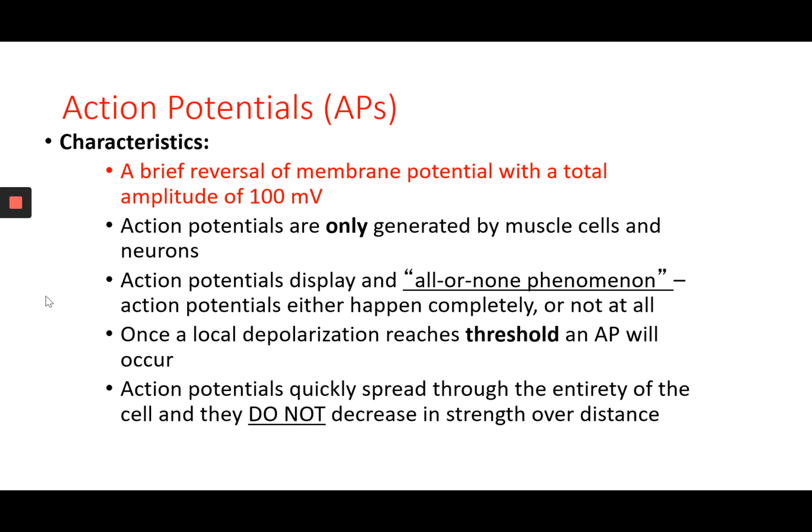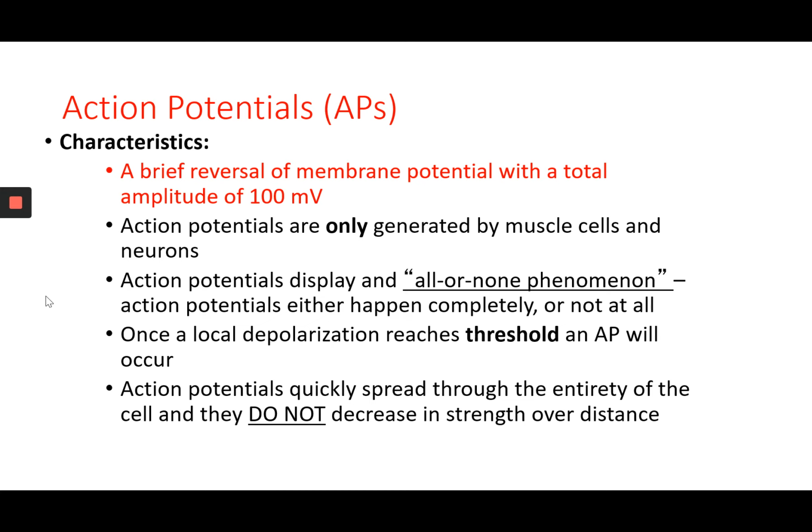So action potentials belong to the axon. They're an all or nothing signal, or we can call it an all or nothing phenomenon. Graded potentials must reach threshold in order to cause an action potential. Graded potentials and action potentials both start with depolarization. And action potentials are only generated by muscle cells and neurons. Action potentials, unlike graded potentials, do not vary in strength over distance, whereas graded potentials decrease their amplitude, or strength, over distance.